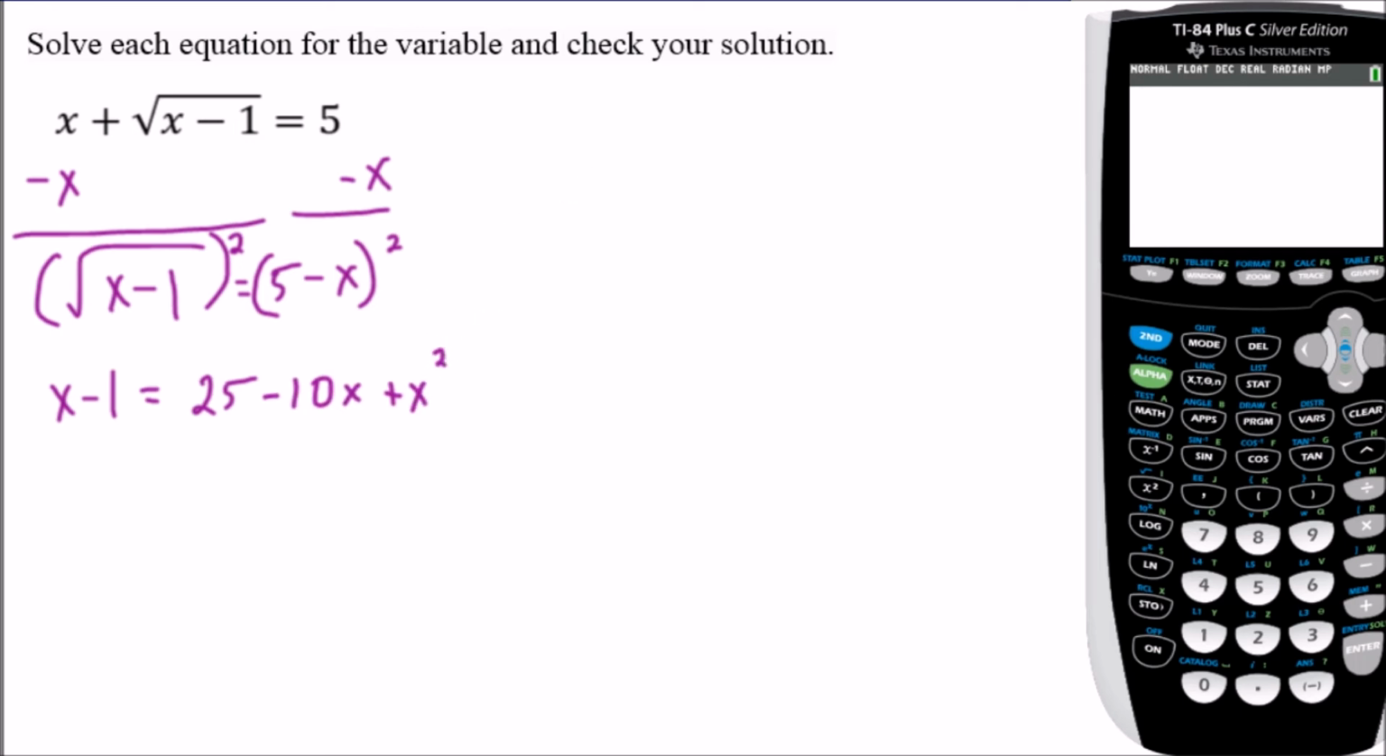So then here to continue, we're going to combine like terms. So we're going to move the x term from the left over, and we're going to move the minus 1 over.